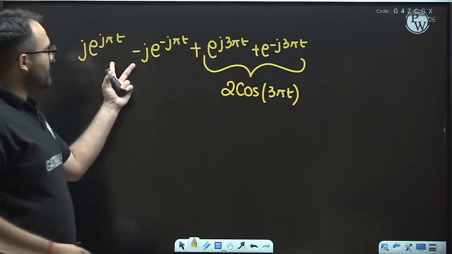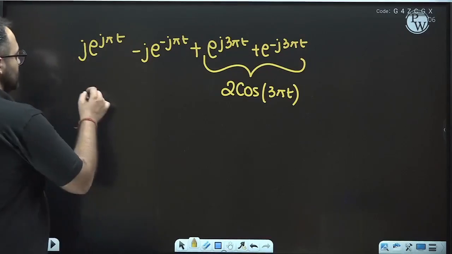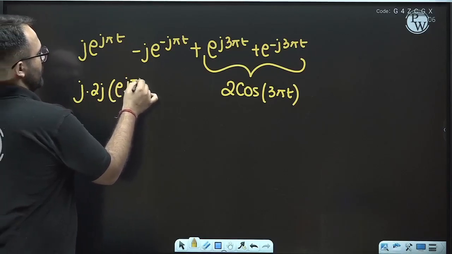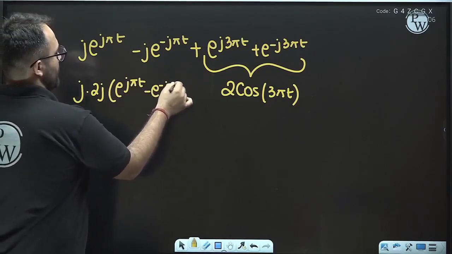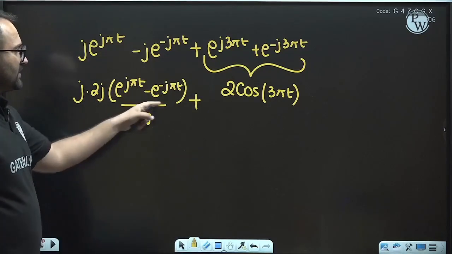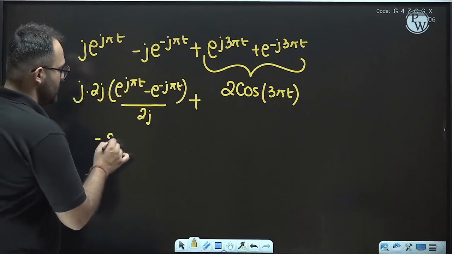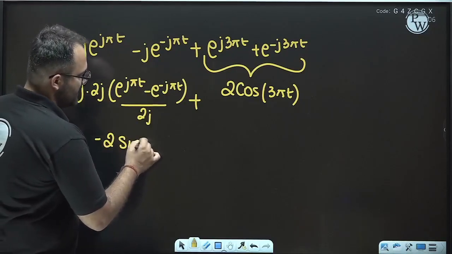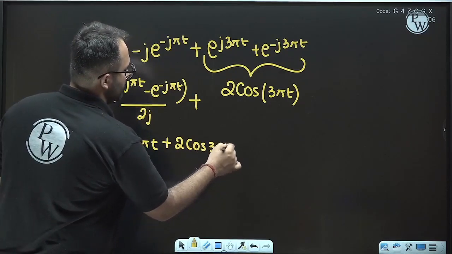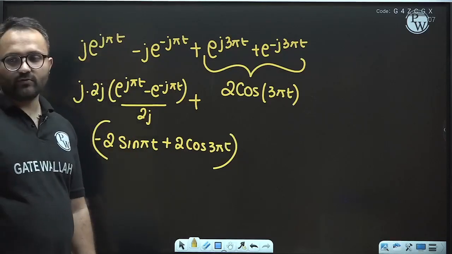Okay. And if we combine the other terms by taking j common, multiplying and dividing by 2j, this will become sin pi t and this will become minus 2. So the answer will be minus 2 sin pi t plus 2 cos of 3 pi t. This is the solution of the question. Okay. I hope all of you are able to do it.